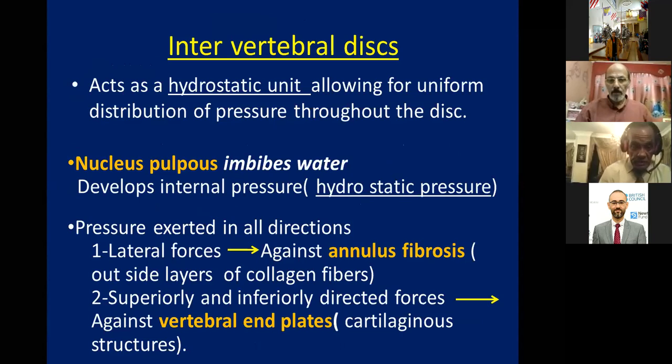Now the intervertebral disc. The intervertebral disc acts as a hydrostatic unit, allowing for uniform distribution of pressure throughout the disc. It develops internal pressure. This is called the hydrostatic pressure. It is the pressure inside the disc. The pressure is exerted in all directions. This pressure can distribute the load in all directions. The lateral forces are resisted by the annulus fibrosus, which is the outside layer of collagen fibers, and superior and inferiorly directed force against the end plates, which are cartilaginous structures.